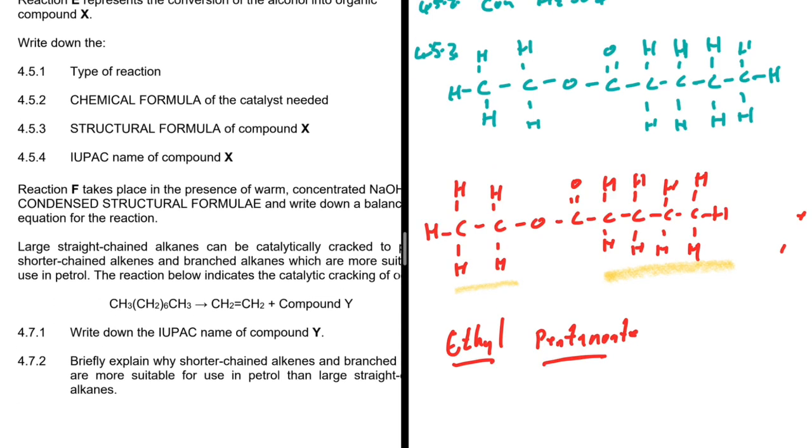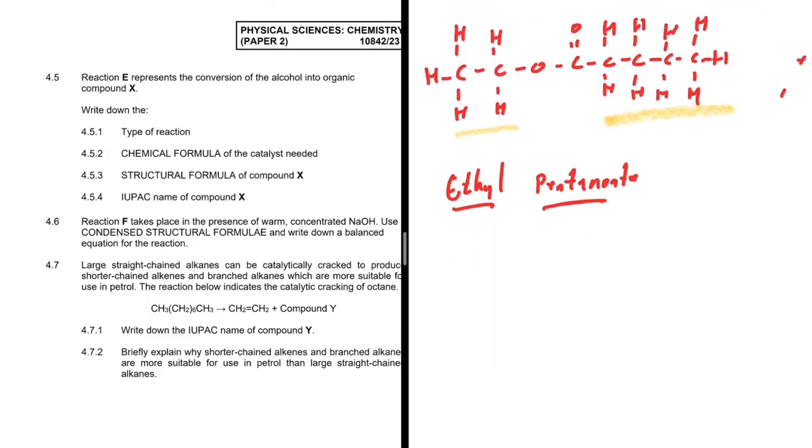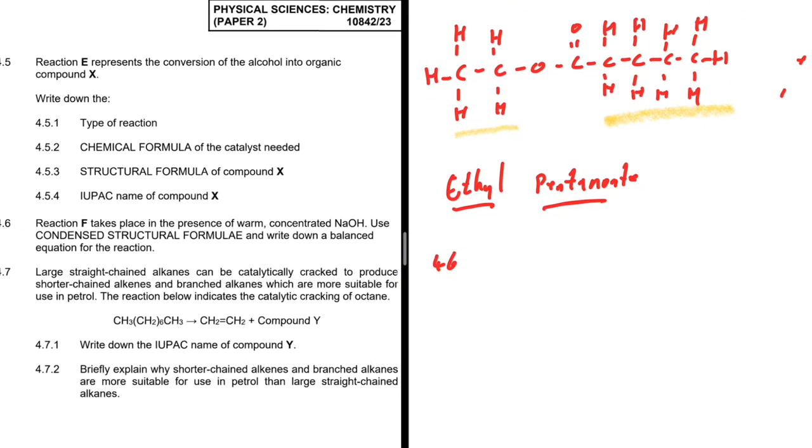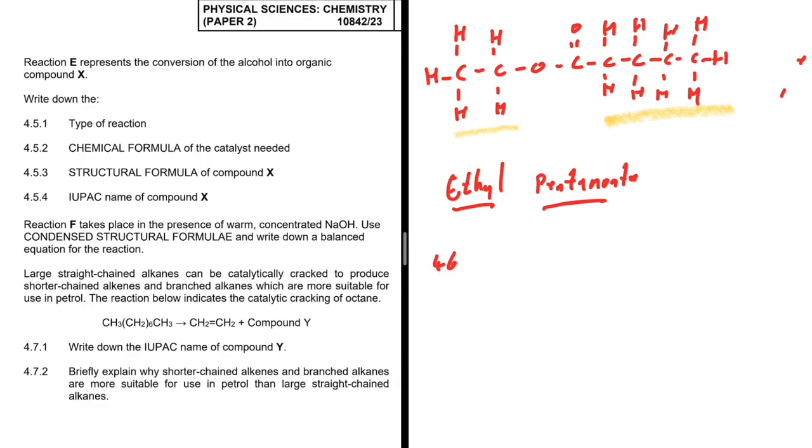That is 4.5. 4.6, let's go ahead and take a look. So 4.6, reaction F takes place in the presence of warm concentrated sodium hydroxide. Use condensed structural formula and write down a balanced equation for this reaction.